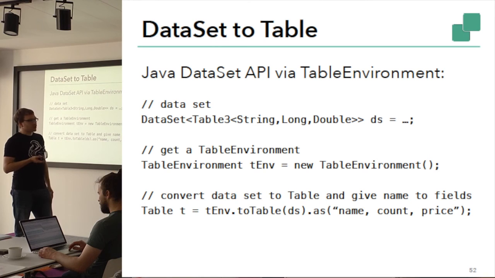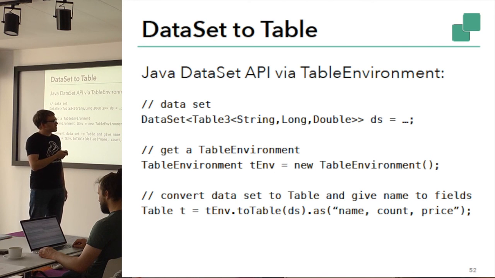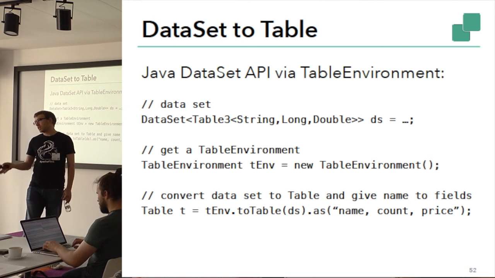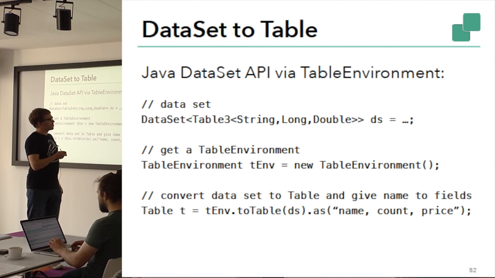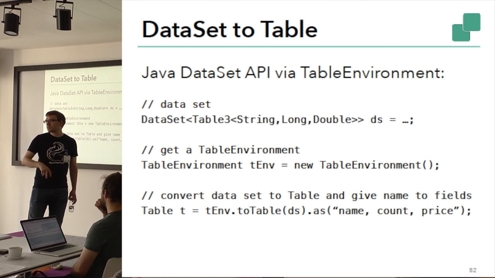So how do you get to a table? Assuming we have a Java data set, or a data set in the Java API, we basically need to instantiate a so-called table environment to do the conversion to table and back. So assuming we have a data set Tuple3 of string, long, double, then you can create a table environment by simply saying new table environment. Then you can create a table T by saying table environment to table data set, and then as name, count, price. So you have to give names to the fields of the table.